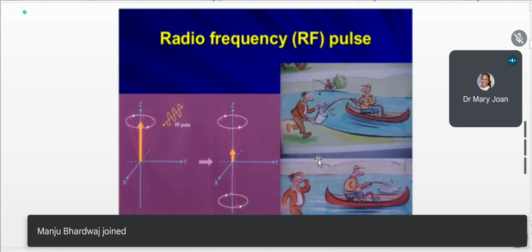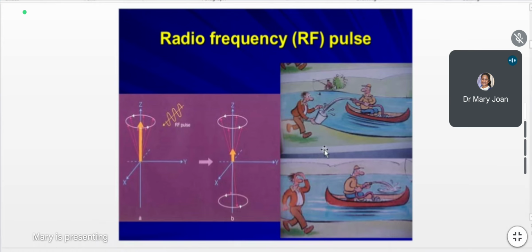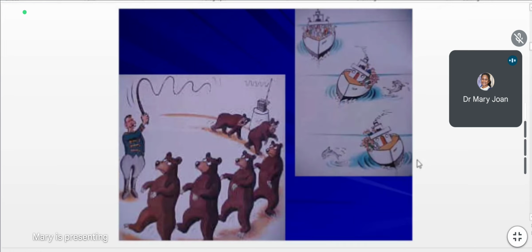So if the RF pulse is applied at the same frequency, then the precessing proton gets some energy. From the picture you can see that if the person holding the bucket and the boat are moving at the same speed, then he can collect the water, and if not, then he will not be able to collect the water. It is as simple as that. This is another pictorial representation of it.